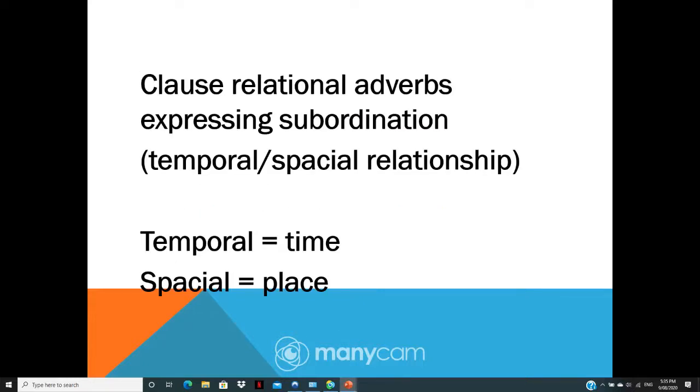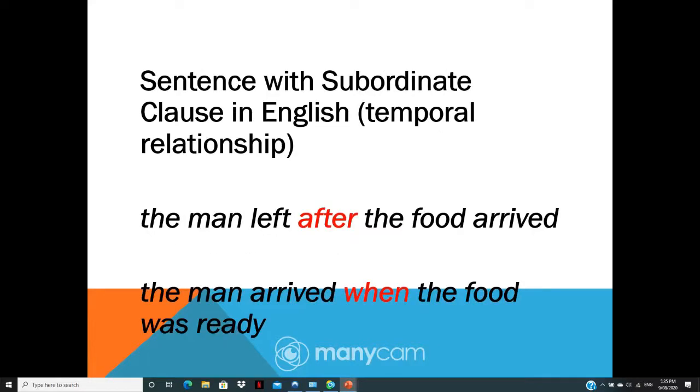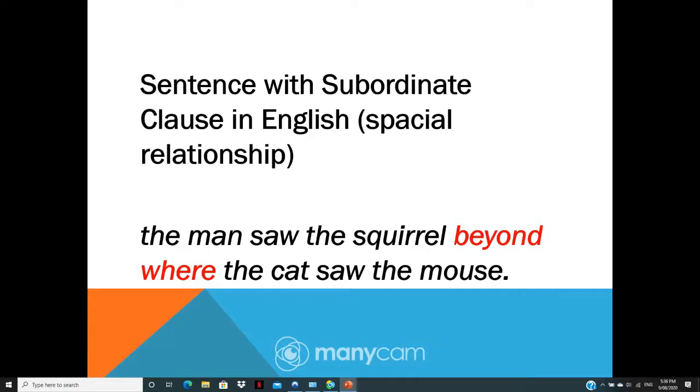Now let's look at clause relational adverbs expressing subordination where there is a time or a space relationship between the two clauses, a temporal or a spatial. Temporal means time, spatial means place. Okay, the man left after the food arrived. The man arrived when the food was ready. The man saw the squirrel beyond where the cat saw the mouse. Not entirely sure if linguistically this "beyond where" would be classified as a subordinating conjunction, but the concept is essentially the same.